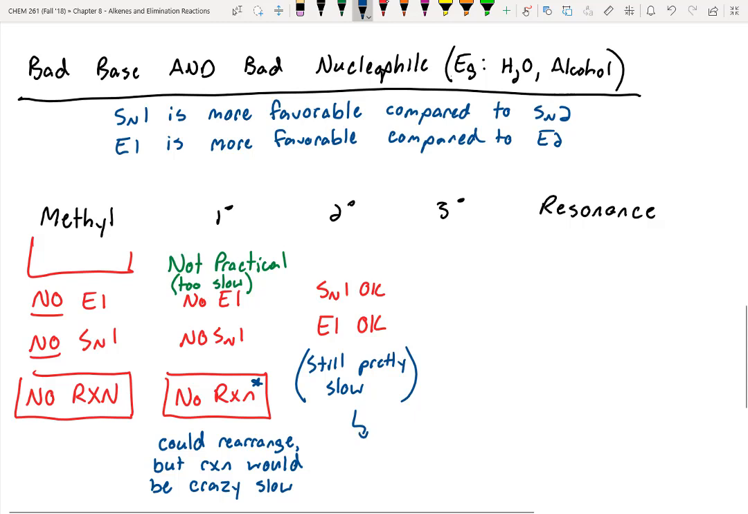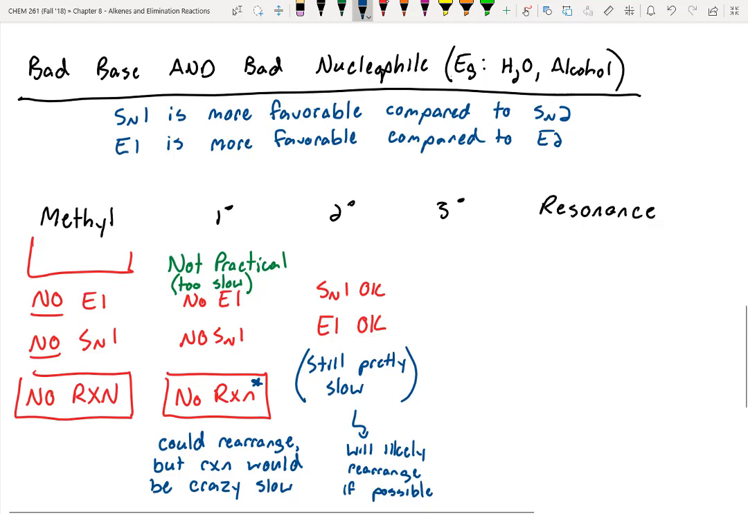Yeah, so let's make a note. Will likely rearrange if possible. All right. So what I will do is say we will get a mixture of these. We will get a mixture of SN1 and E1 with these. Yeah?